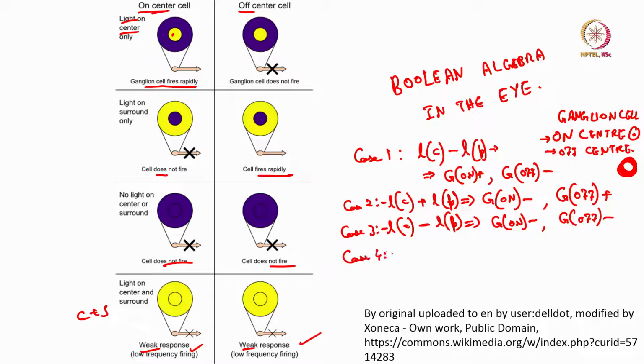Case 4, plus light in the center and plus light in the periphery implies ganglion on as plus star, ganglion off as plus minus. So that's sort of, you know, you've actually done image processing and a lot of gating with this diagram. That's why I thought I should include this.